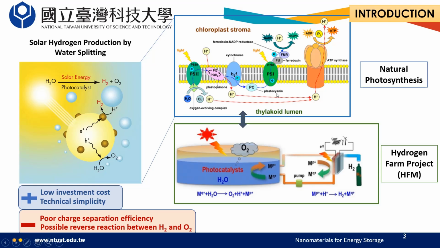So the authors in this paper bring the concept of natural photosynthesis to light. The project is called the Hydrogen Farm Project, or HFP, in which there is an efficient capturing of solar energy on a large scale, and molecular oxygen evolves while supplying protons for the following energy storage step.